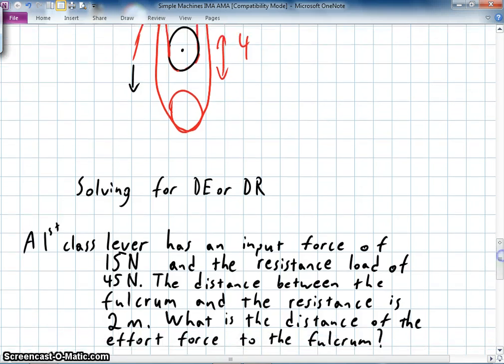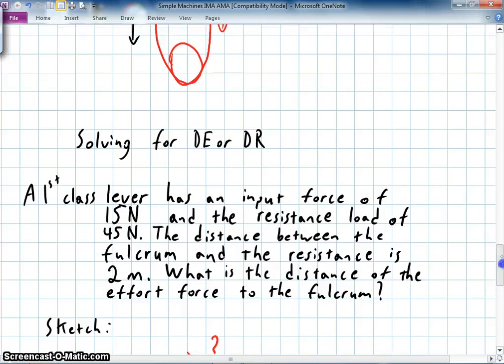To do a quick problem here, I want to have you solve for either the effort or resistance distance based on the problem here. And the problem you can see as you read through it. I'm giving some information to you about forces, input force versus resistance force, and also some information about the distance of the resistance as well.